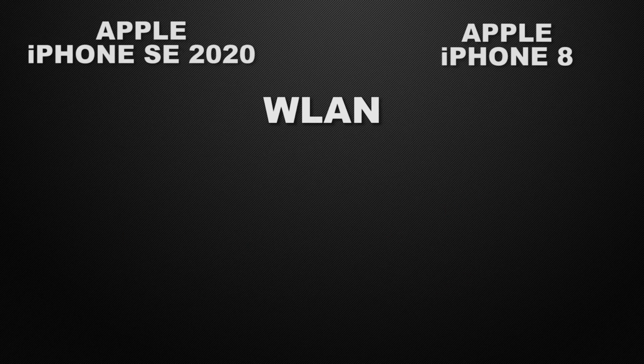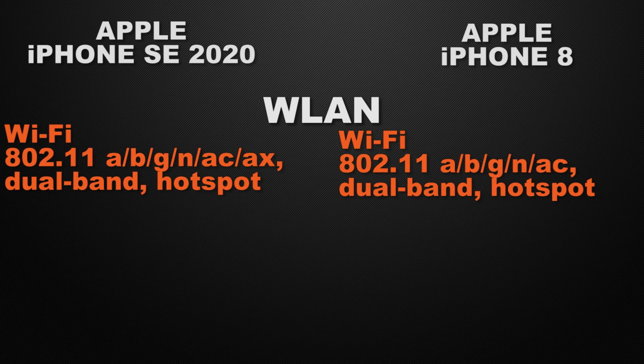Moving to the communication chips in the devices. Let's start with the wireless LAN of the devices. Both the devices have dual band Wi-Fi and hotspot, but iPhone SE has the AX generation of Wi-Fi and iPhone 8 has the AC generation of Wi-Fi. So the winner here is iPhone SE because of the AX generation of Wi-Fi.